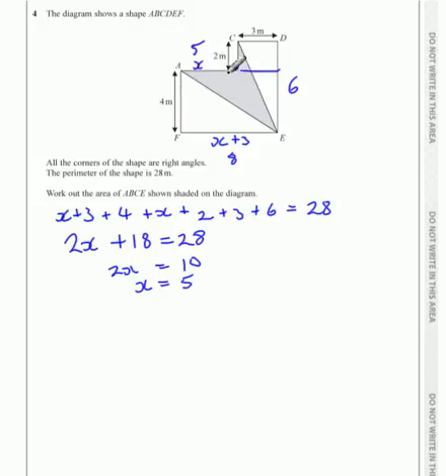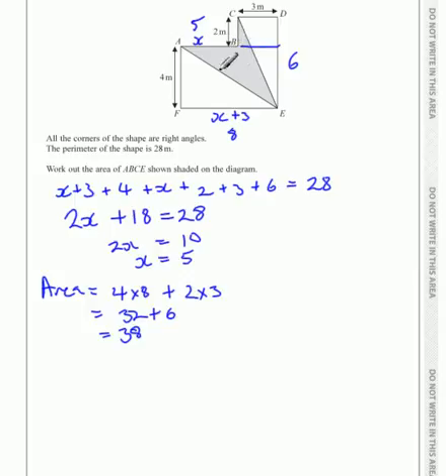So we can now find the areas of these rectangles. So the area of the whole shape is going to be the area of this bottom one, so that is 4 times 8, and then plus on the area of the top one, 2 times 3, so that's 32, plus on 6 equals 38. That's the area of the whole shape.